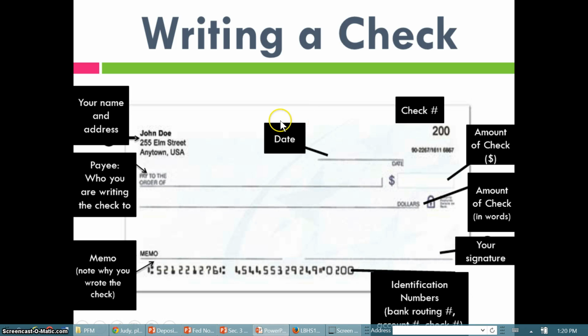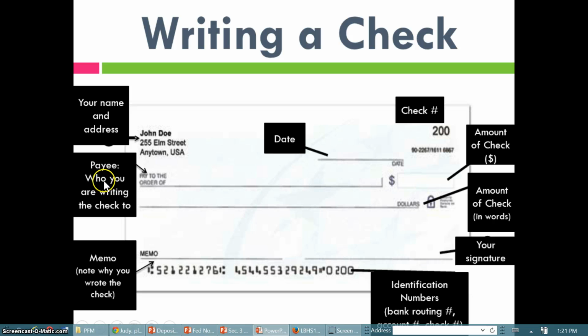In this box right here is where you'll write the numerical amount of the transaction, and down here on this line you're going to write in words the amount of your transaction. This is who you're paying the bill to. Down here is where you'll need to write your signature as stated up here in your upper left-hand corner. A memo line is great for you to just write special little notes to yourself to identify some important information.